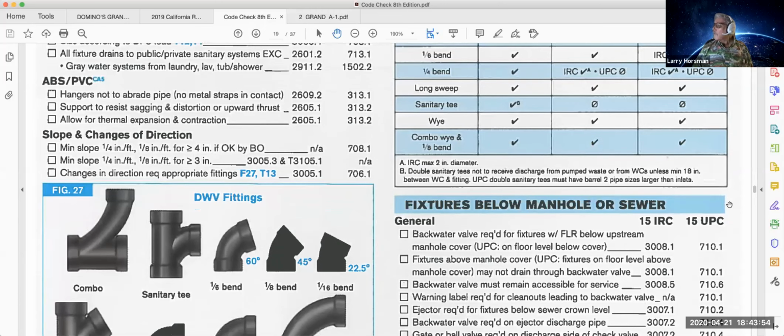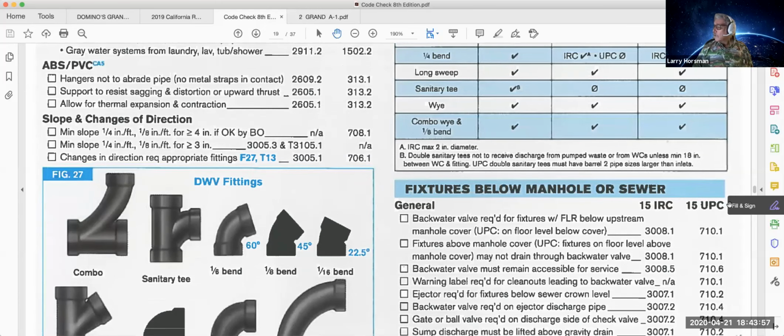One of them is if you're below the sewer, the public sewer, or below the upstream manhole. The concern is if a manhole gets plugged up, the sewage can back up to the street level. And at that point, if you're below the street, you can get sewage back into the building. And so if that's the case, you need some sort of a backwater valve to keep that stuff from backing up. And that's what this is talking about here on the far right, fixtures below manhole or sewer.